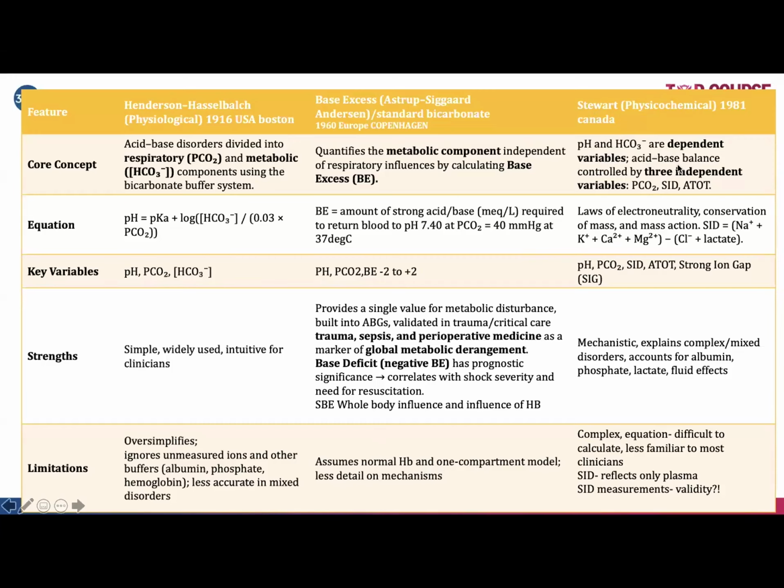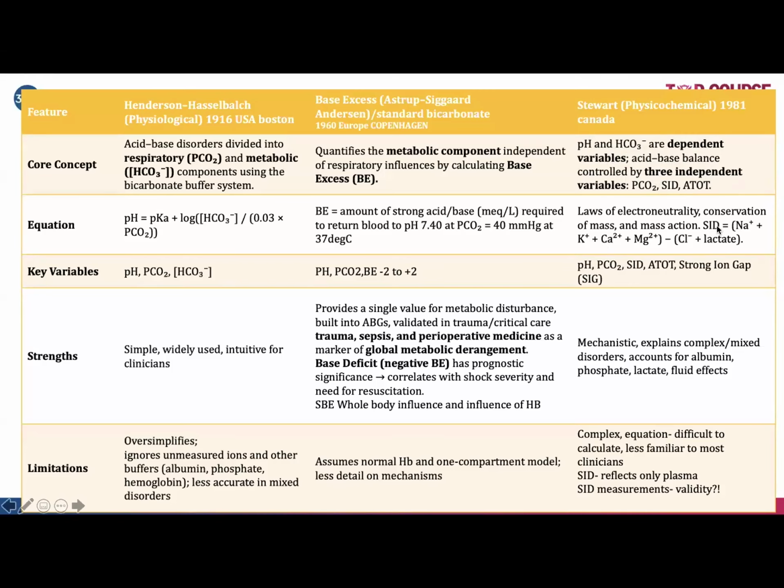So they consider two variables, the independent variables and the dependent variables. So these both are going to be the variables which are going to affect the pH. The three independent variables are PCO2, strong ion difference, and A dot, where the dependent variables are pH and bicarbonate. Okay. So the dependent variables vary based on the independent variables.